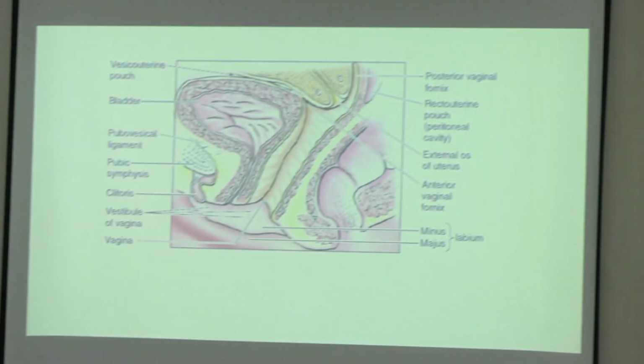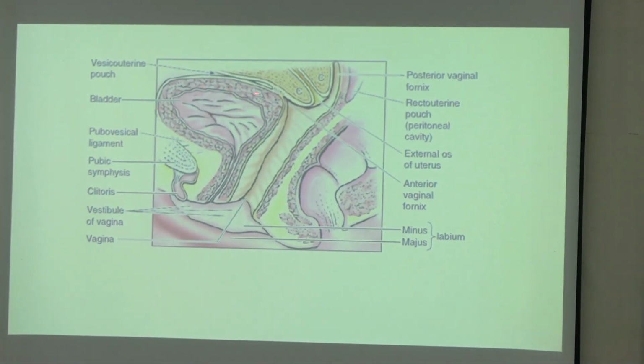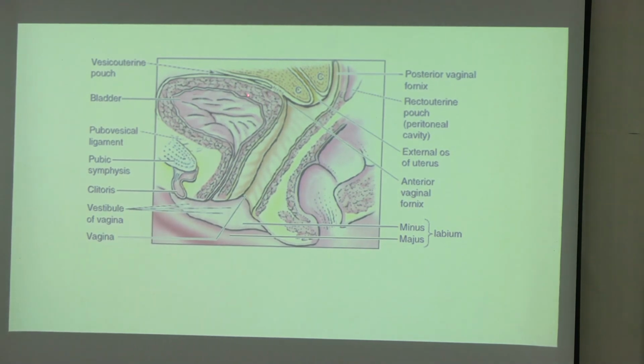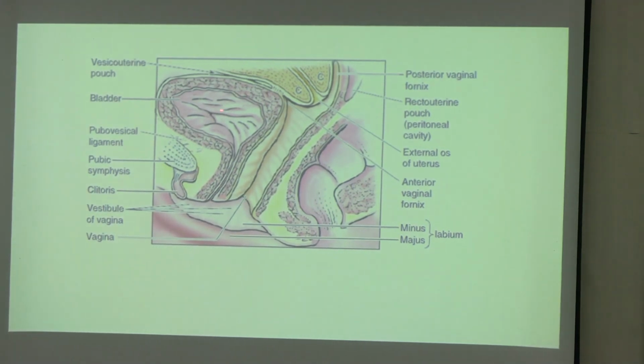Let me show you the pouch. Can you see the vesicouterine pouch? As you can see. So what is this? This is the urinary bladder, and here you can see this is the uterus.